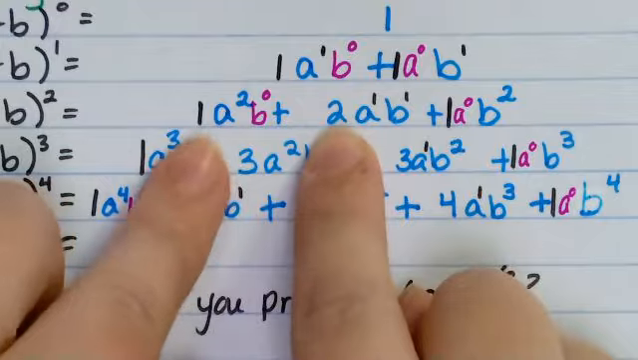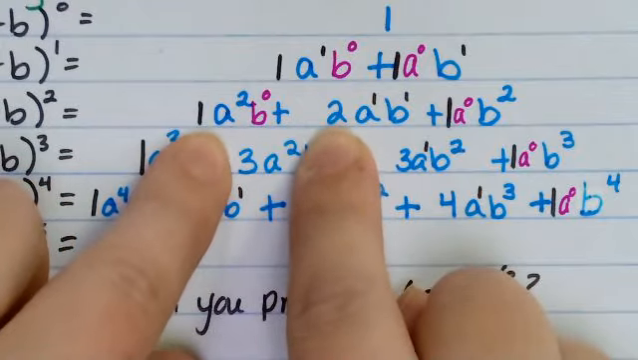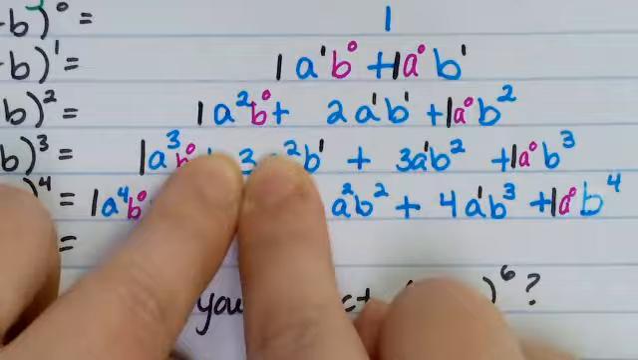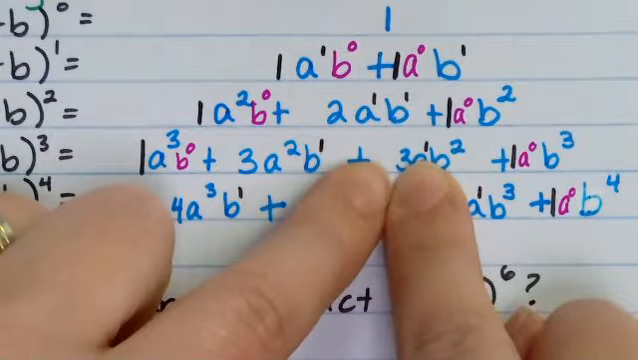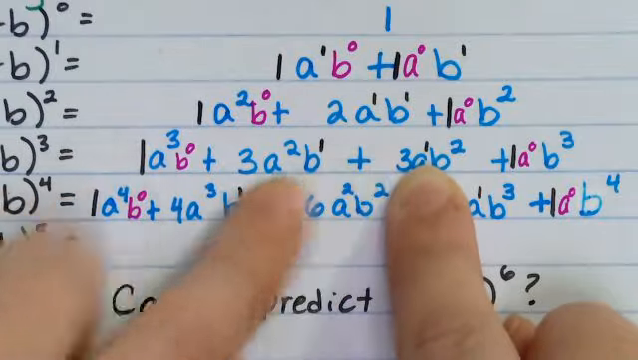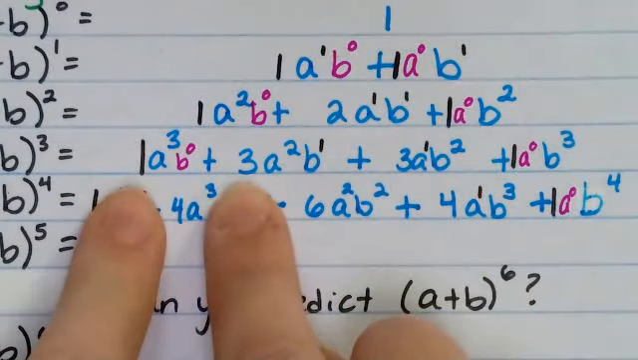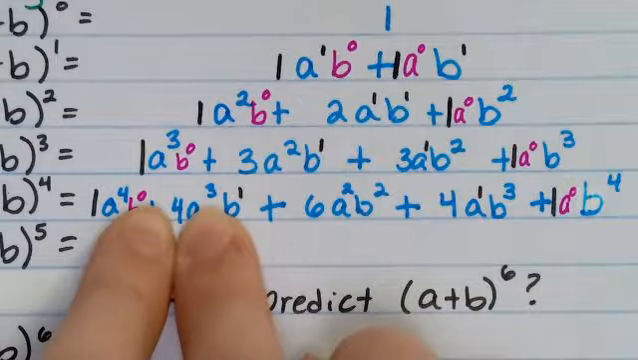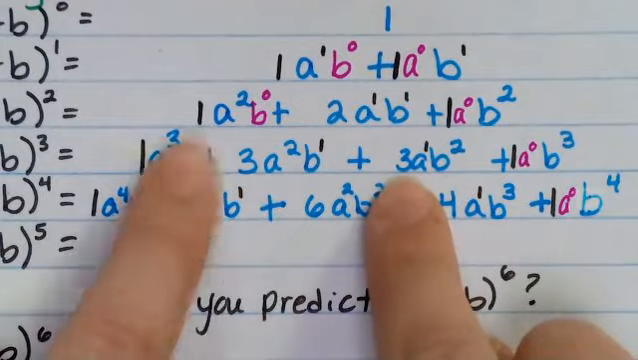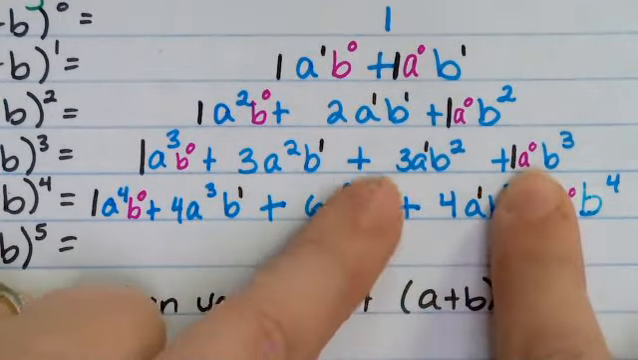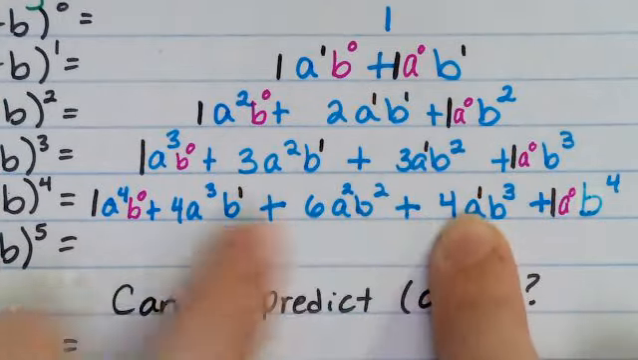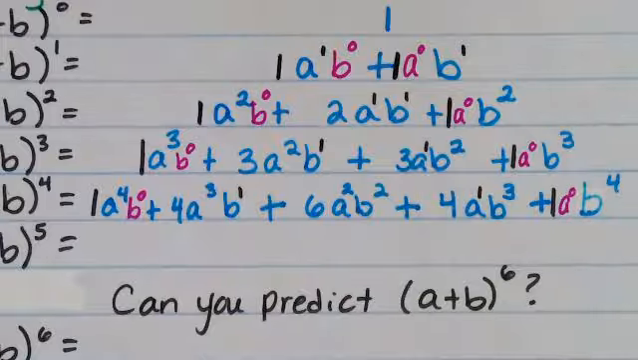Look over here. What's 1 plus 2? 3. Huh? What's 1 plus 3? Hey, that's 4. 3 plus 3? 6. 1 plus 3? 4. So you can even predict the next line. Look at this. We can predict it.